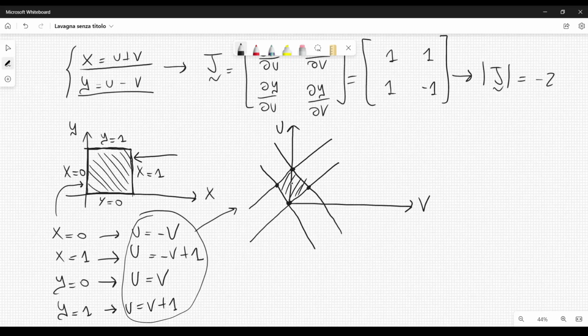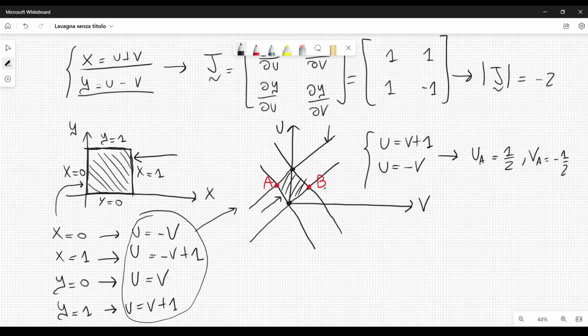We can also find where these lines intersect each other. In particular, we are interested in these 2 points. This one, let me call it A, and this one, let me call it B. In order to find the coordinates of the point A, we need to intersect 2 lines, this one and this one. So those 2 lines are just u equal to v plus 1, and the other one is u equal to minus v. From this intersection we get that the u coordinate of the point A is equal to 1/2, whereas the v coordinate of the point A is equal to minus 1/2.